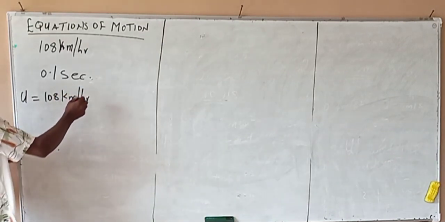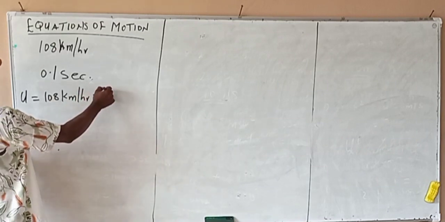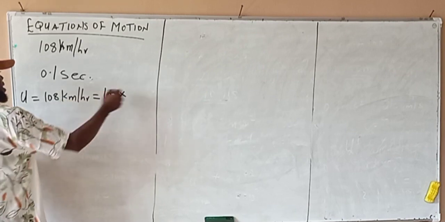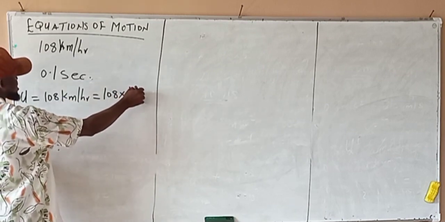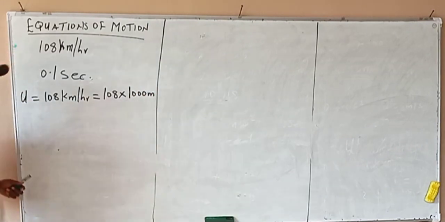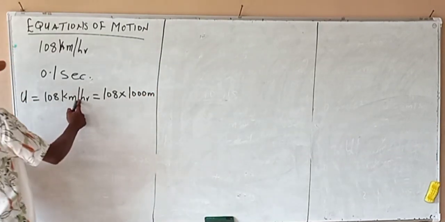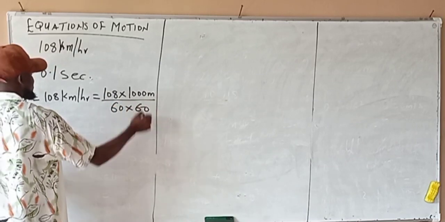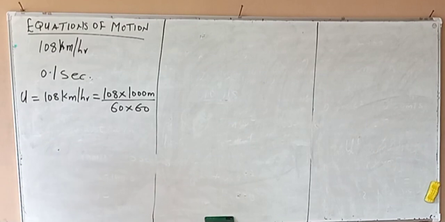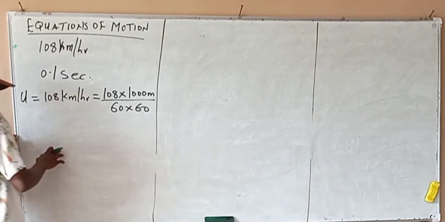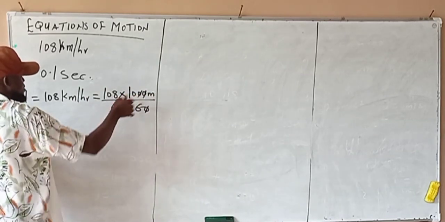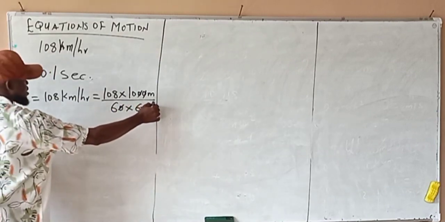Now we're going to convert this to meters per second. So we are going to have 108 times... To convert kilometers to meters, you have to multiply by 1000. To convert hours to seconds, multiply 60 times 60. So if you do this very well, this 0 cancels this 0, this 0 cancels this 0.